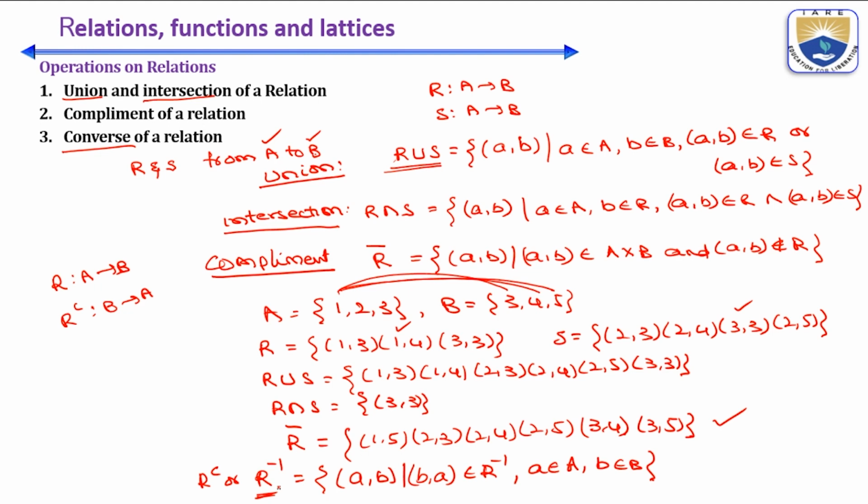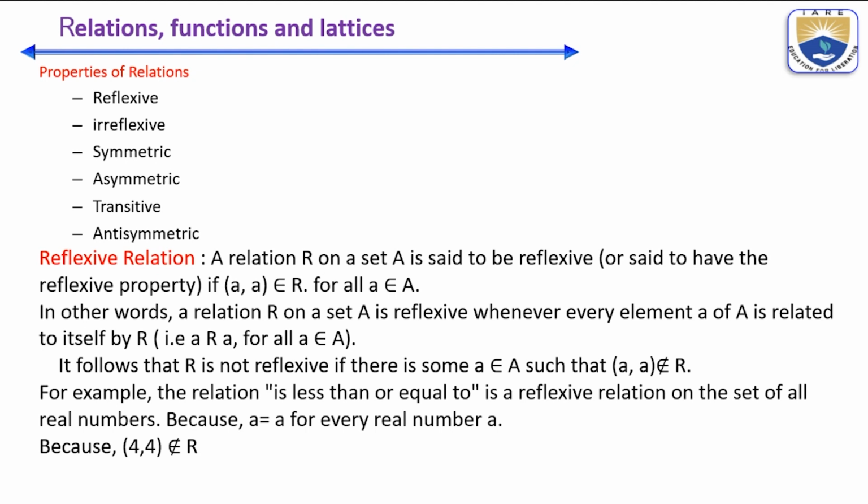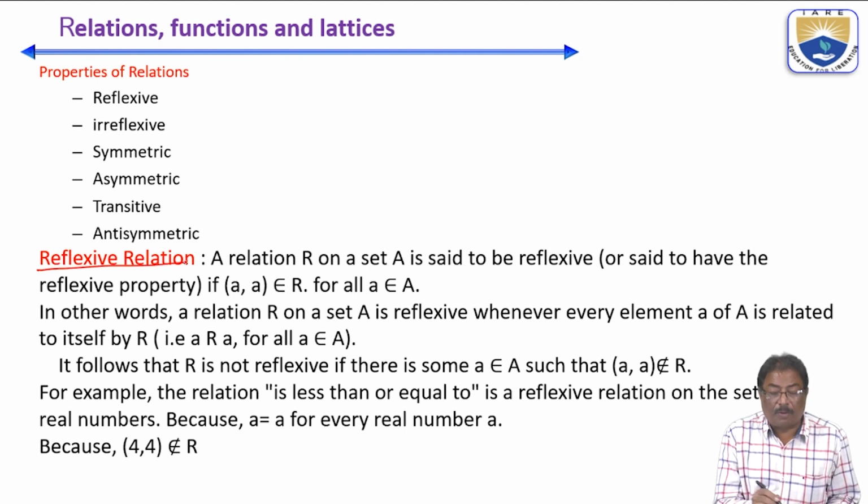So in this way, let us consider that R is given. R inverse is then equal to (3, 1), (4, 1) and (3, 3). So this is nothing but the converse of a relation. These are the operations which we perform on relations. Now we are going to discuss the properties of a relation. The first one is the reflexive property.